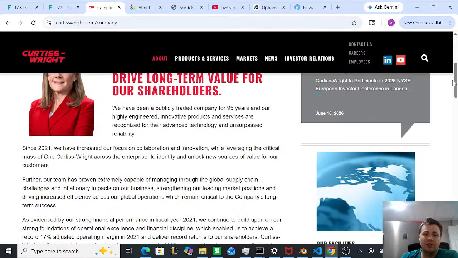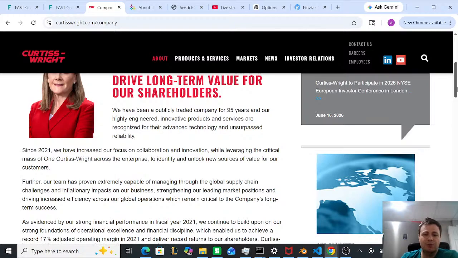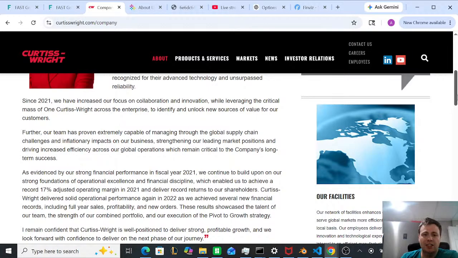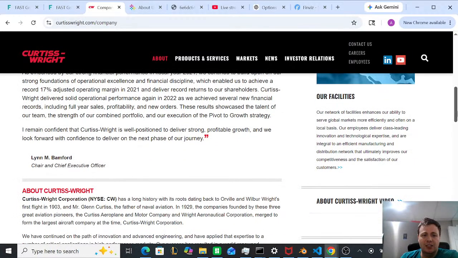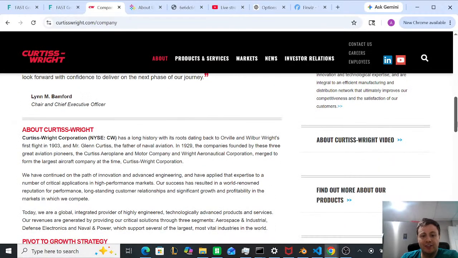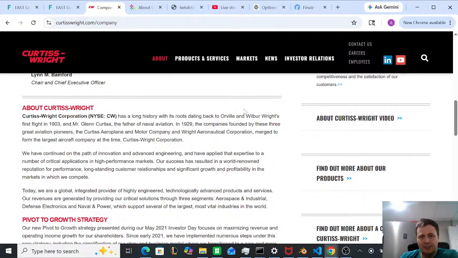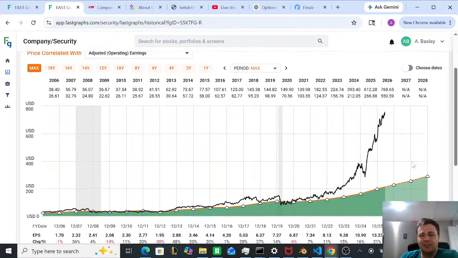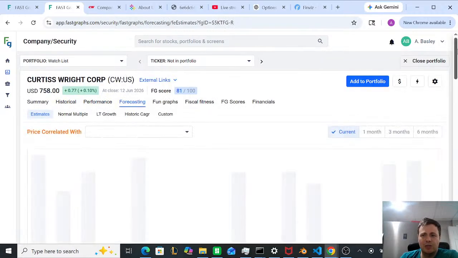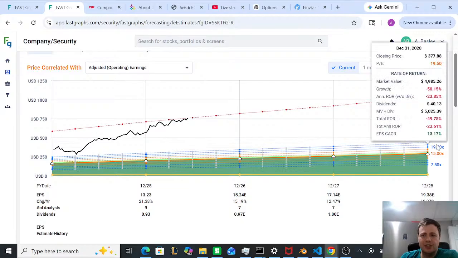I work for a big-time engineering company, and Curtiss-Wright supplies a lot of our components for different pieces and parts in our manufacturing supply chain. So we buy a lot of stuff from them. They supply innovation and advanced engineering things. This is a company I would love to own if the value ever comes back. This is one I watch, and I hope to get it.